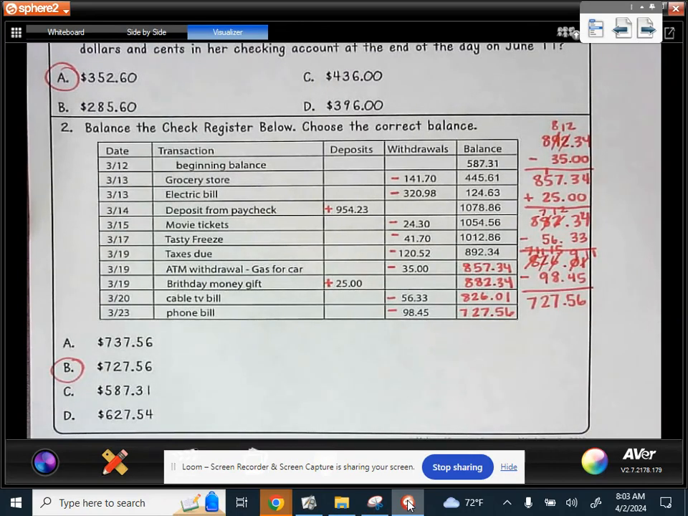Okay, so just remember, unless it says it's a deposit, it's a withdrawal. Deposits get added, withdrawals get subtracted. I hope that's helpful, and good luck on your assignment.